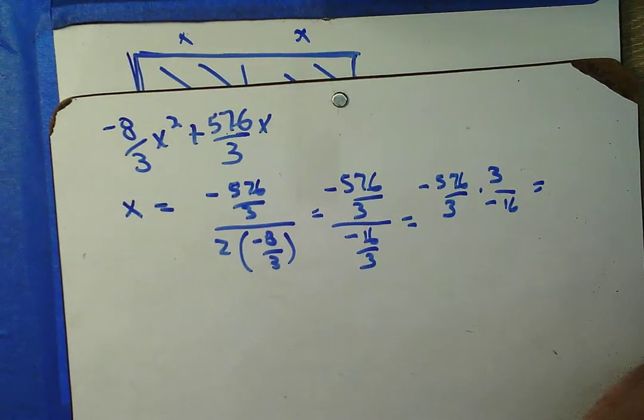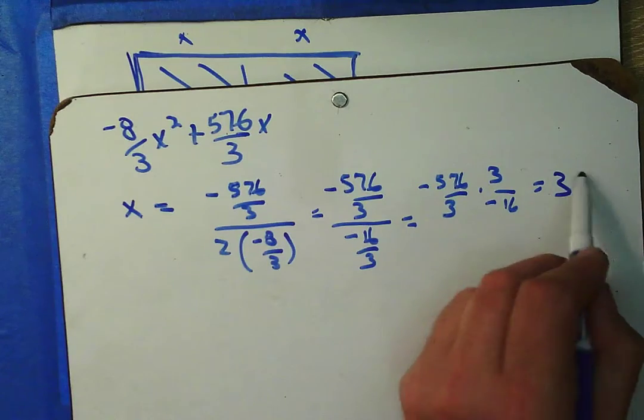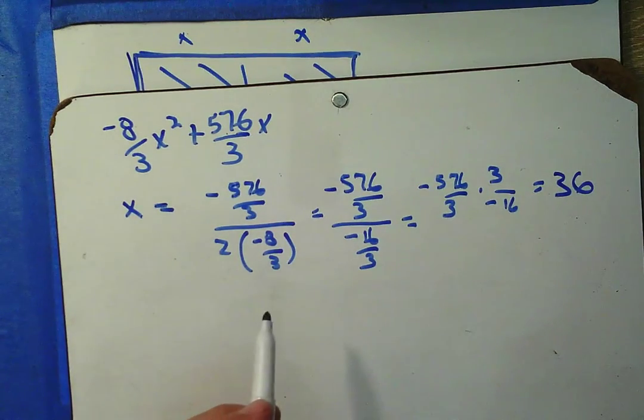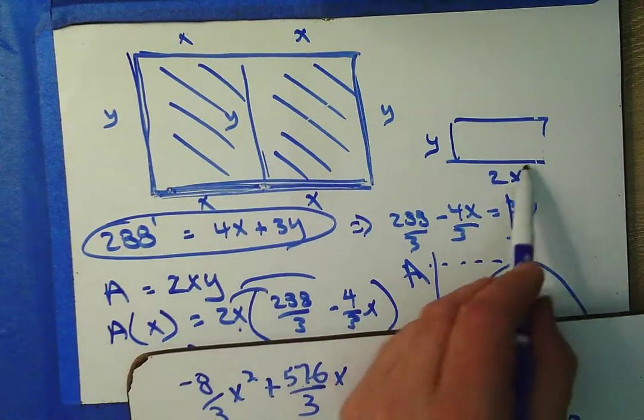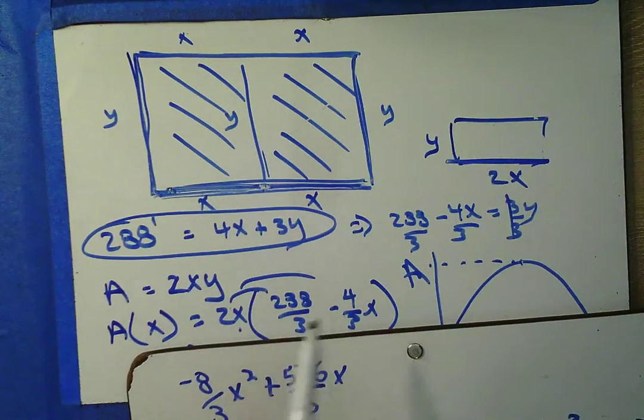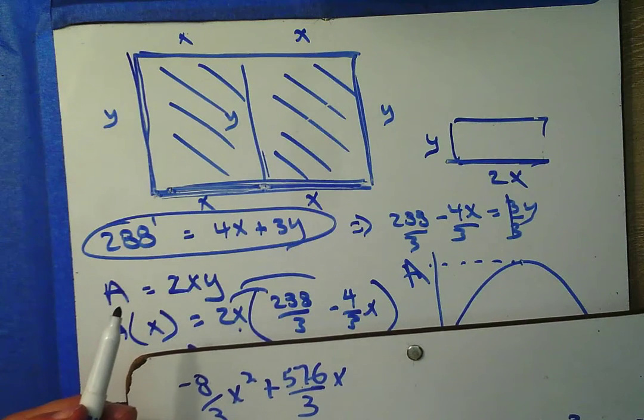So is 576 divisible by 16? It sure is, 36 times. So I know when x equals 36, or the whole side is 72 feet long, we're going to have maximum area.